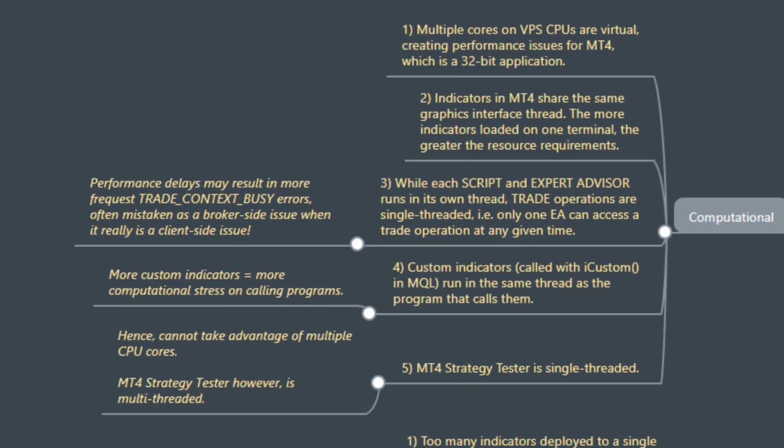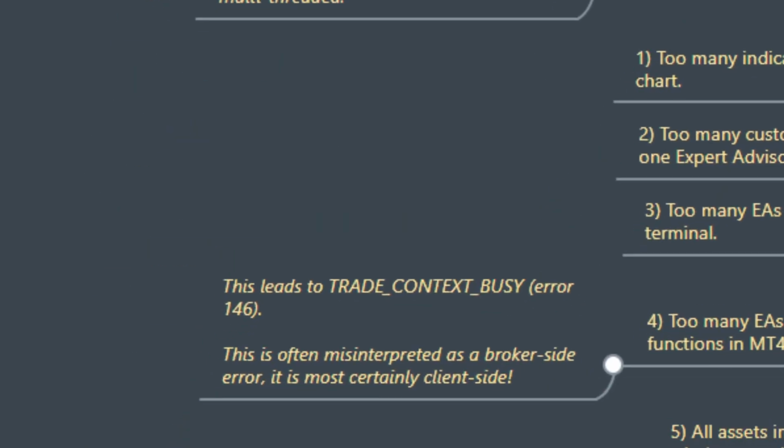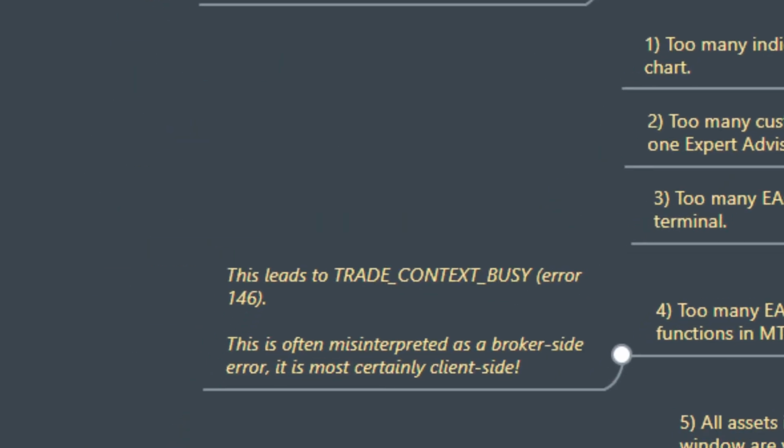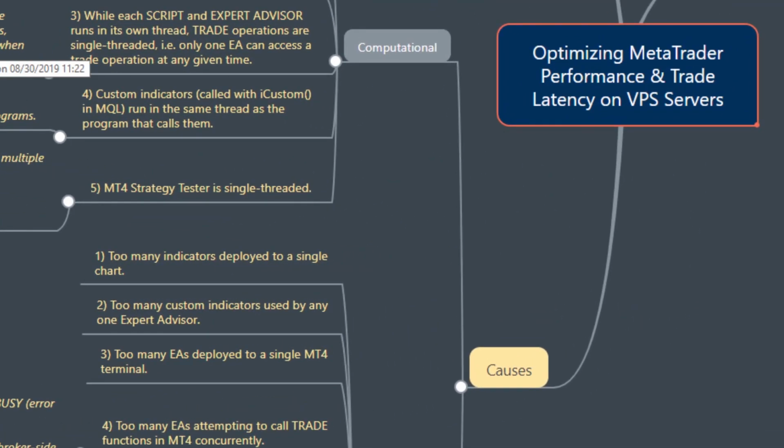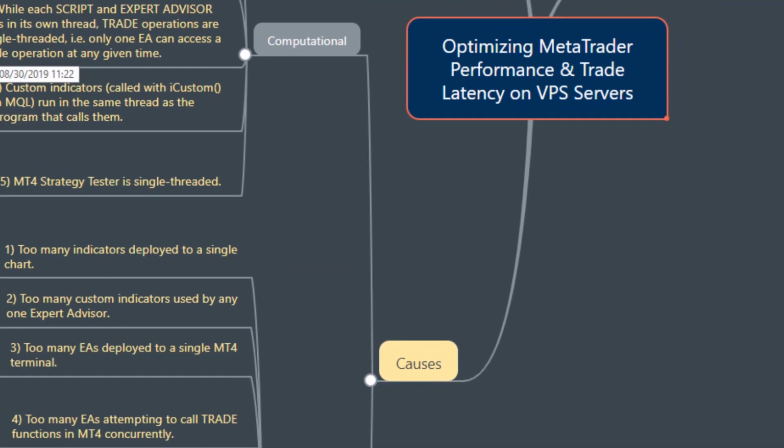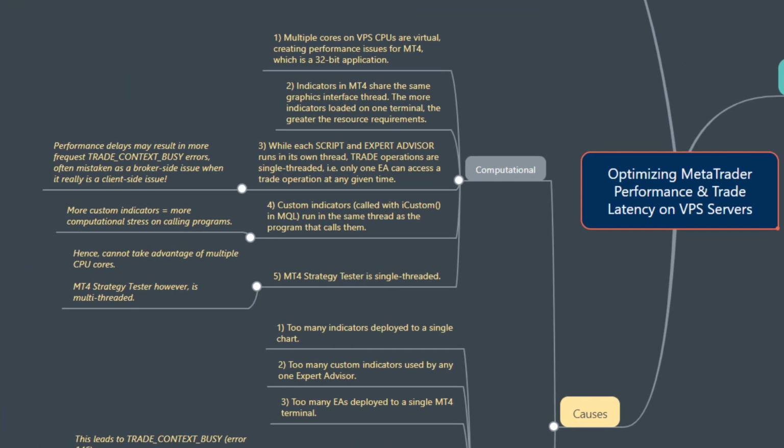Trade operations, however, are single-threaded, and only one EA, as I mentioned earlier, can access a trade operation at any given time. And this results in the trade context busy error being raised if more than one EA attempts to access trading functionality. And also, as I mentioned, this is not a broker-side issue. It's very much a client-side issue, and it can be solved by employing some programming practices that I'll discuss with you shortly.